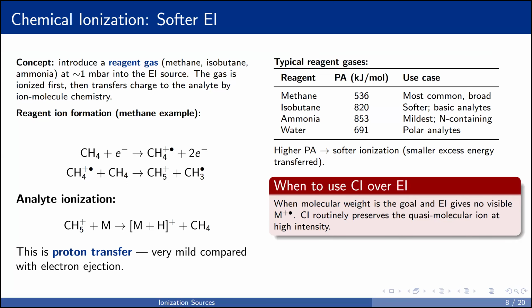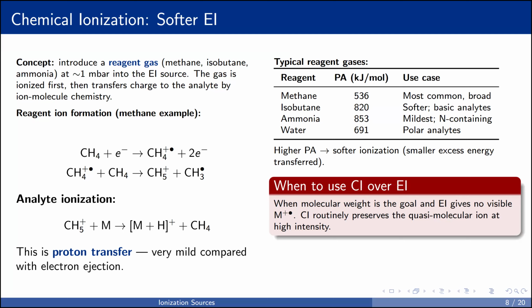Take an EI source and fill it with a reagent gas at roughly 1 millibar, 1,000 times higher pressure than usual EI operation. The electron beam still ionizes things, but at this higher pressure, it ionizes the reagent gas before it reaches the analyte, because there's so much more reagent. The methane reagent, the initial ionization, produces methane radical cation CH4 plus dot.